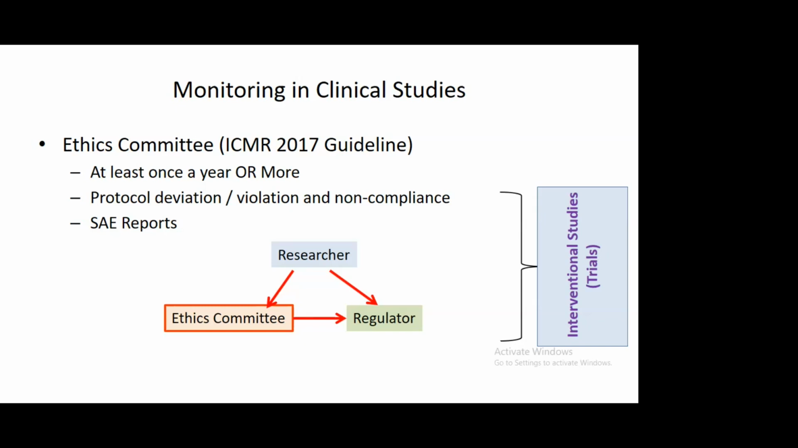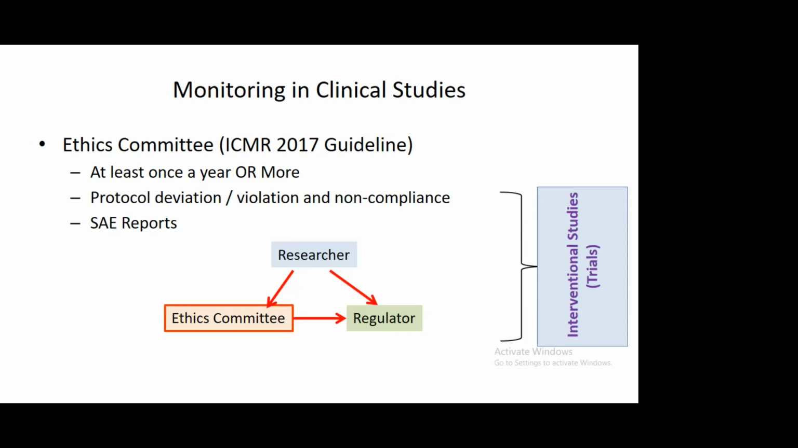For international studies, ethics committees are asking if you have any protocol deviation, violation, or non-compliance. Researchers have to find out when there is a deviation or violation, and they have to report to the ethics committee. And serious adverse events also have to be reported. For international studies, you have to report SAE. The researcher is expected to submit the report within 24 hours to two places: the institutional ethics committee, and the central regulator like DCGI.